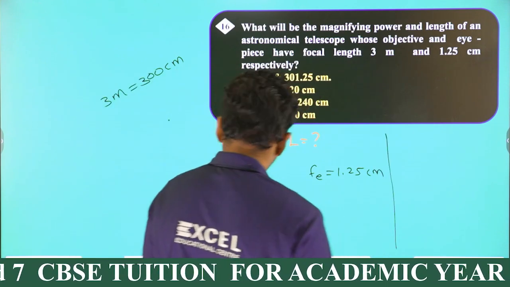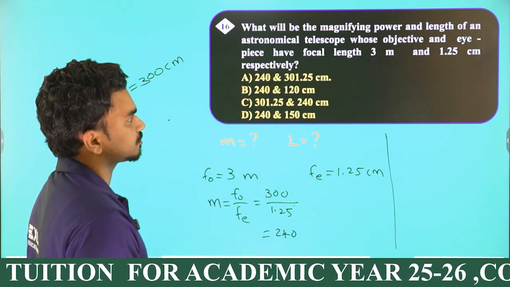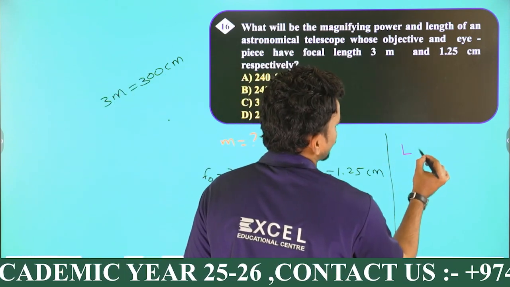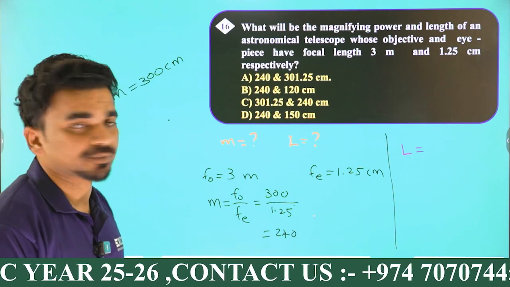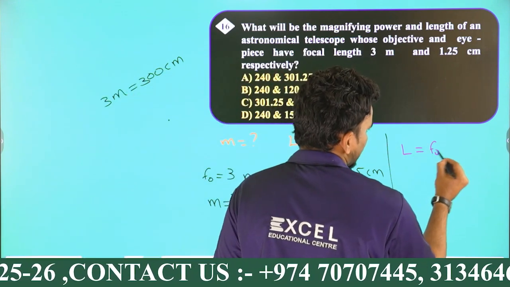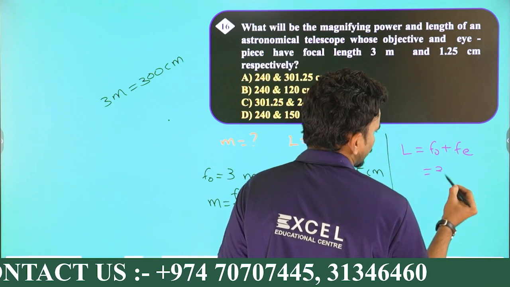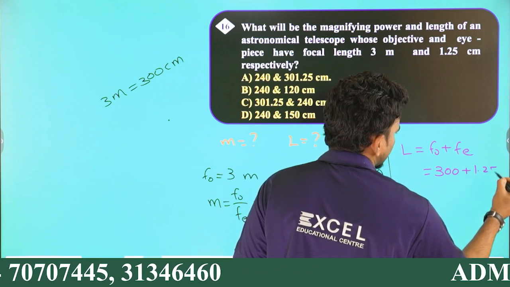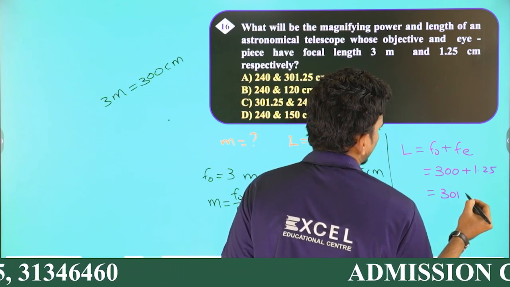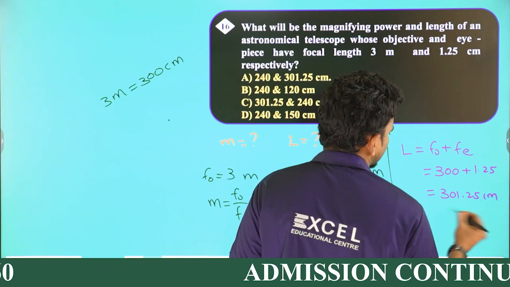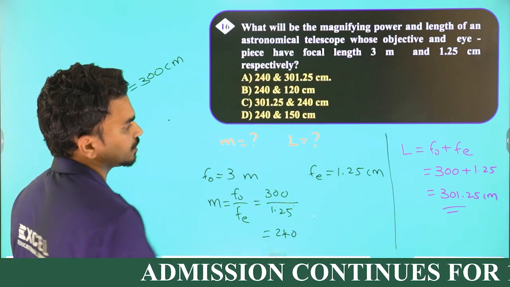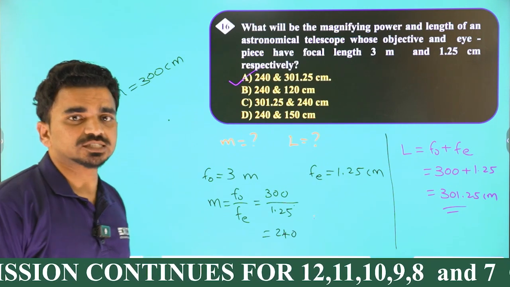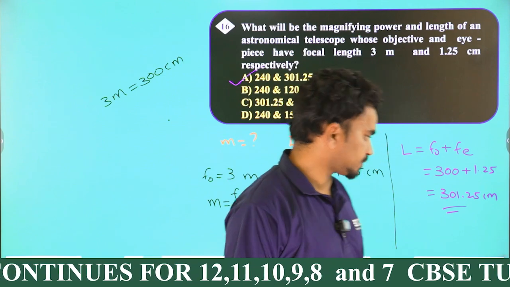Then what are they also asking? Next part, length of the telescope. What's the length of the telescope? Length of the telescope is Fo plus Fe. While you are adding, the answers are in centimeter. So check it out. You will get 301.25 centimeter. So magnifying power is 240, so option A is the correct one. Easy question, right? Keep in mind, this is the type of question that usually comes in optical instruments.